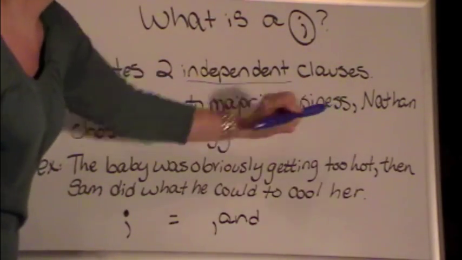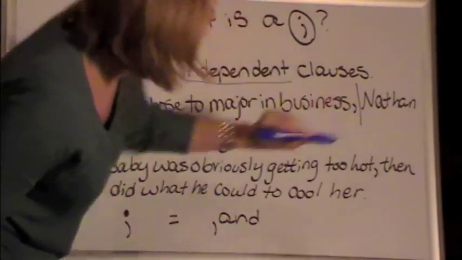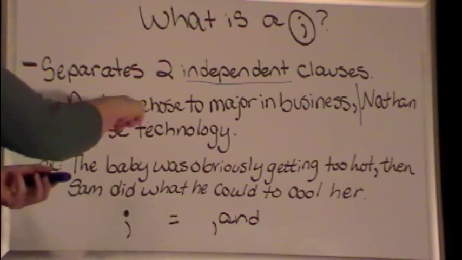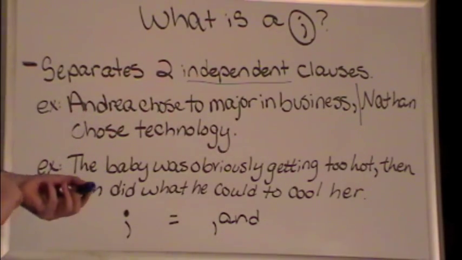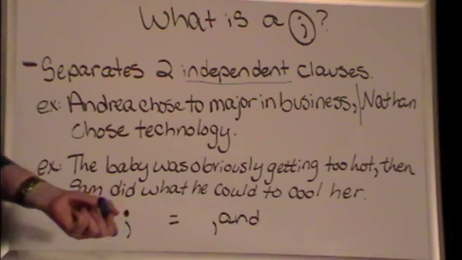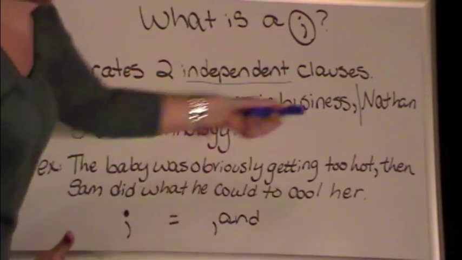Oh, see, look, there's the comma there in the middle. Draw a line down the half. Now, ask yourself this question. Andrea chose to major in business. Could that be its own sentence? Yes, it can. Now, read the other half.